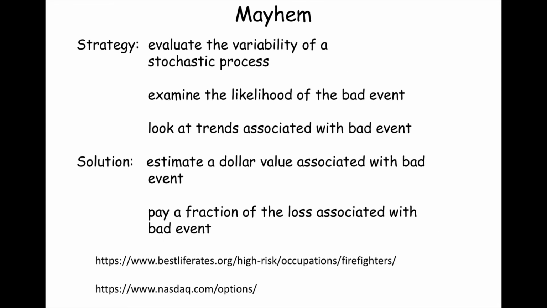Okay. All right. So the strategy: you evaluate the variability of some stochastic process, and you can certainly associate a stochastic process with things like stock and things like accidents and certain other things. There's a lot of historical data about share prices, a lot of historical data about storm systems and damage to various homes and municipalities. Then you examine the likelihood of the bad event happening. You look at trends associated with the bad event. How do these things proceed over time, 1 year, 5 years, and so forth? And then you estimate a dollar value associated with the recovery from this bad event.